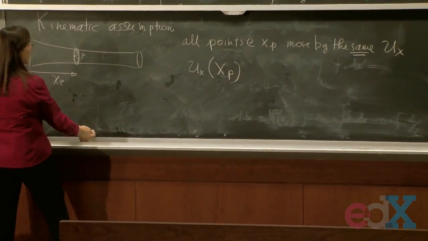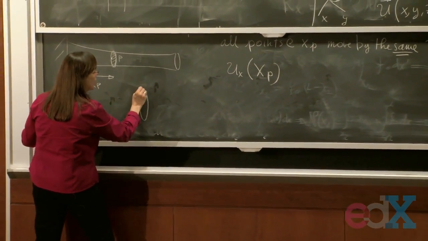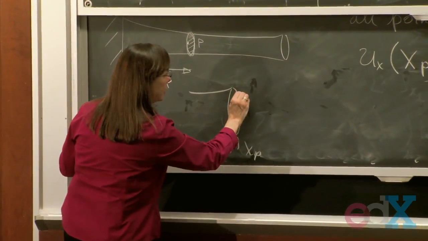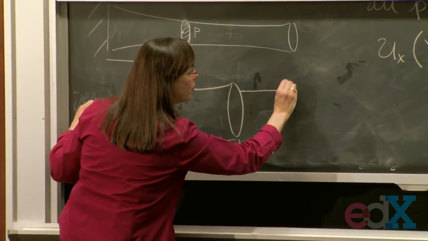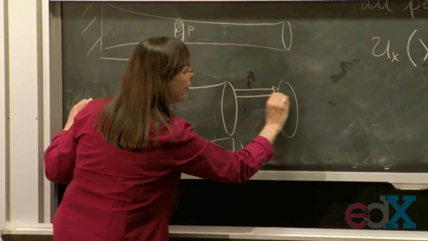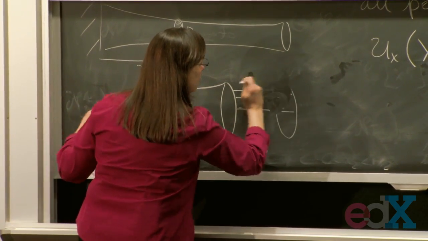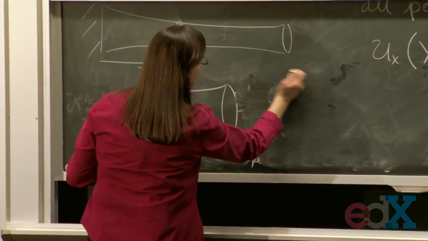So if you look at these sections here, this is my section P, this point is going to move by a certain amount, and every other point moves exactly the same. Whoa, that's a bad one. Okay, let me redraw it.